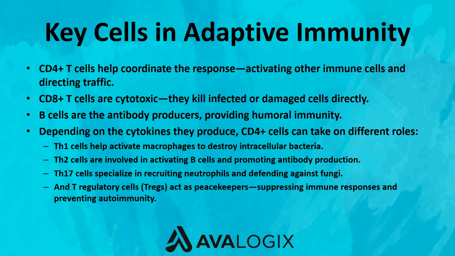Then we have the CD8+ cytotoxic T cells. These are your killers. Once activated, they seek out cells infected with viruses or transformed into cancer cells. They recognize antigens presented by MHC class I molecules, which are found on virtually all nucleated cells. When a target is identified, CD8+ T cells release perforin and granzymes to induce apoptosis. That's a clean, controlled cell death. This is how your body gets rid of infected or abnormal cells without causing collateral damage.